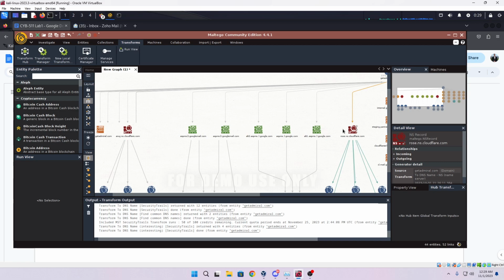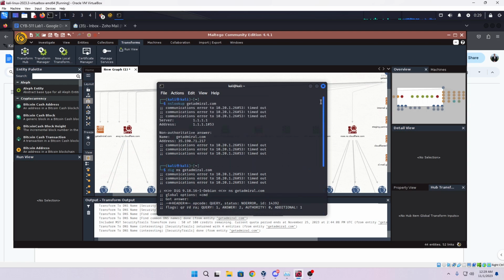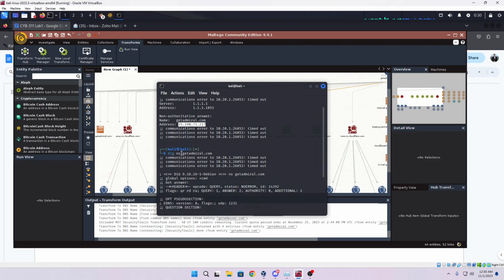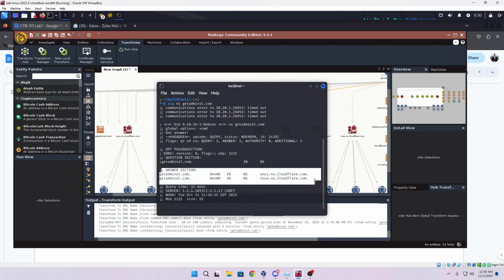And in the example in the textbook, the Linux textbook, the servers that were used for the authoritative response to the IP addresses did not look like this. So what I did is I went into the command line and used the tool NSLOOKUP to get the non-authoritative answer, which is 39, 190, 171, 217. And then after that, as shown in the textbook, I used dig ns and then the domain of my target, which is getadmiral.com.